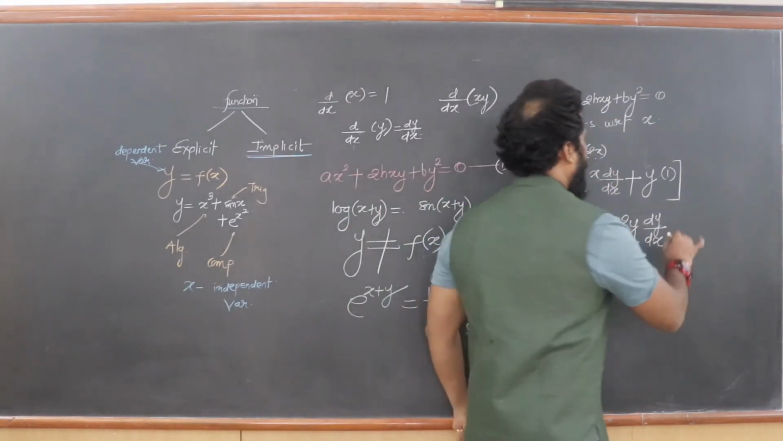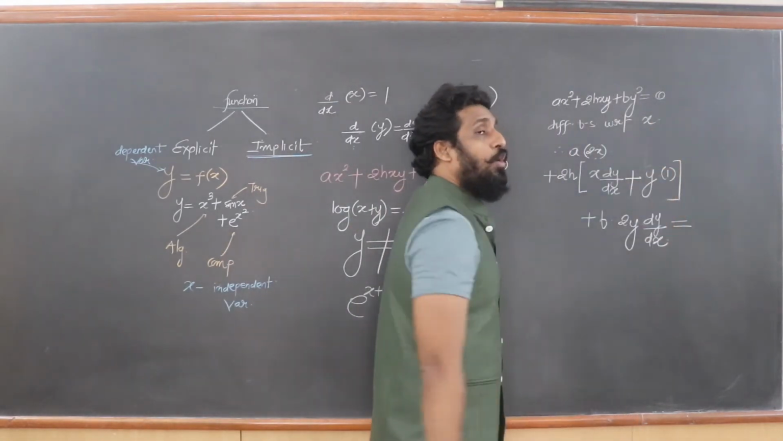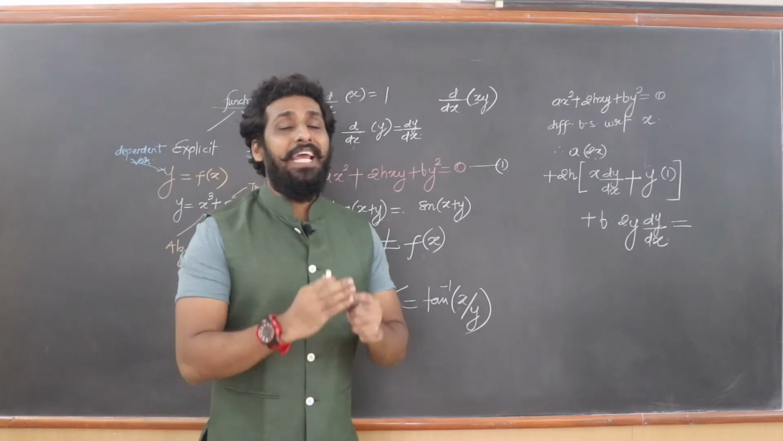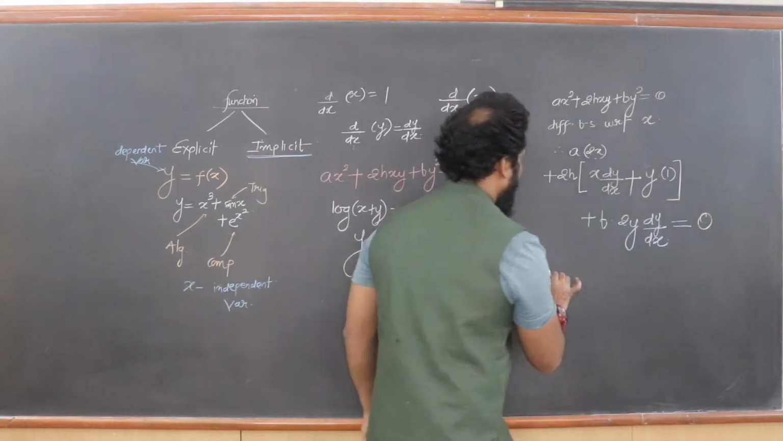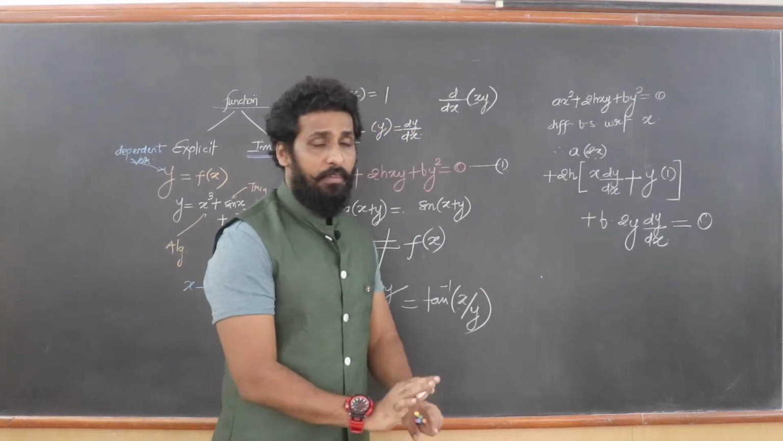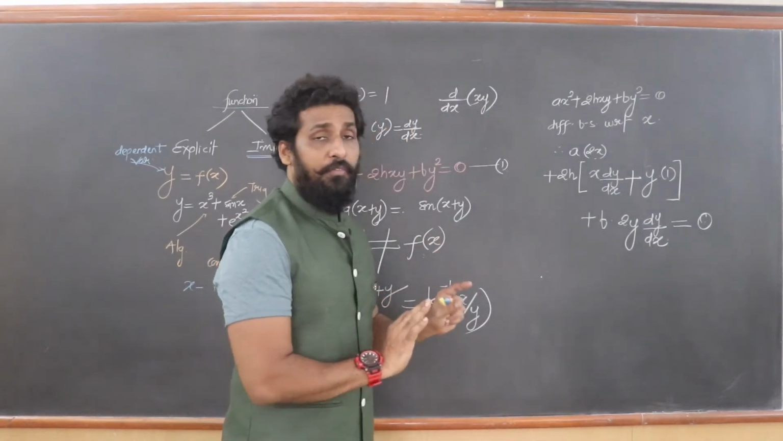All the terms are over. It is equal to, on the right hand side, 0 is there. When you differentiate 0 with any particular variable, the answer is going to come 0. So now let's simplify this. Finally, we will simplify this step by step.